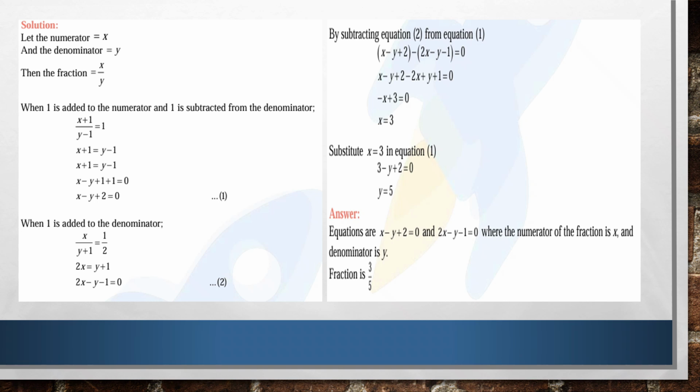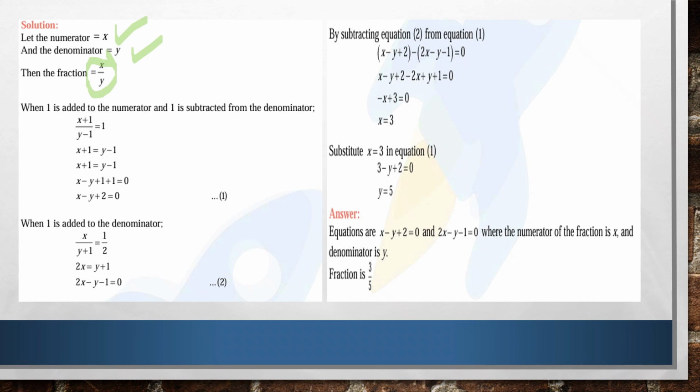In the first question: if we add 1 to the numerator and subtract 1 from the denominator, a fraction reduces to 1. If we only add 1 to the denominator, it becomes 1 by 2. What is the fraction? So let us take the numerator as x and the denominator as y. So the fraction is x divided by y.